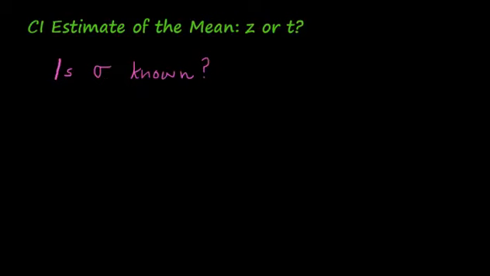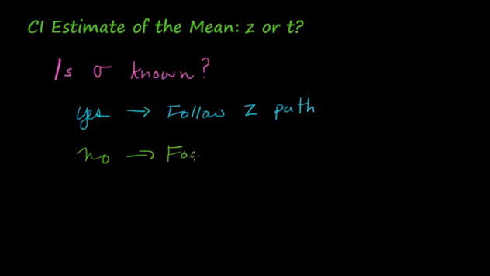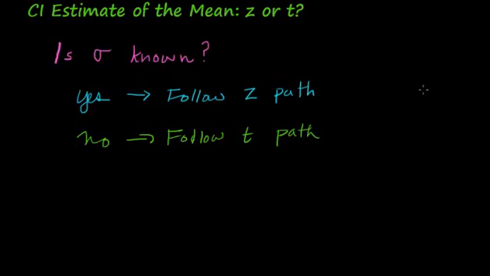So if the answer is yes, then you'll follow the z path that I'm going to put below. If the answer is no, then we'll follow the t path. Okay, so that's the first thing. Determine whether or not you have the population standard deviation. Alright, let's see what is involved in following the z path.